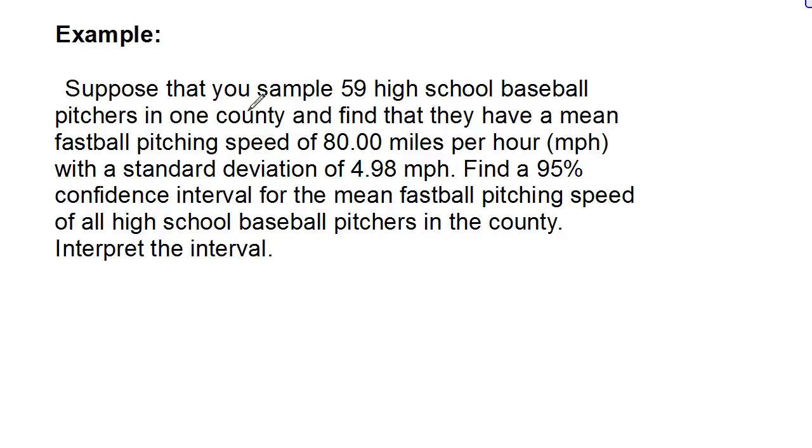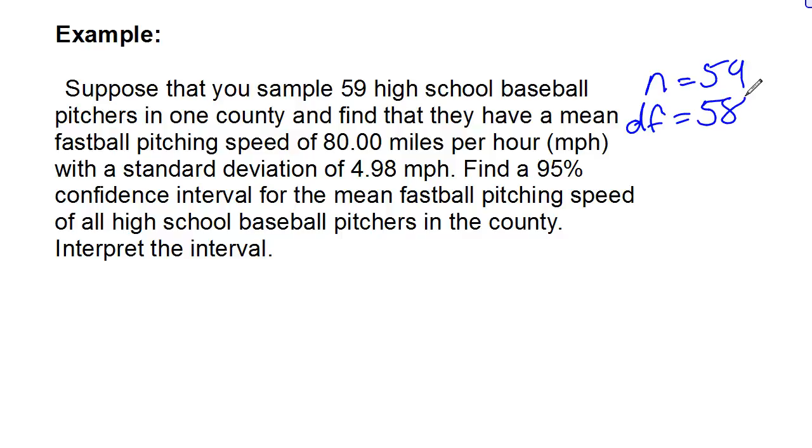Suppose that you sample 59 high school baseball pitchers in one county and find that they have a mean fastball pitching speed of 80.00 miles per hour with a standard deviation of 4.98 miles per hour. Find a 95% confidence interval for the mean fastball pitching speed of all high school baseball pitchers in the county. Interpret the interval.